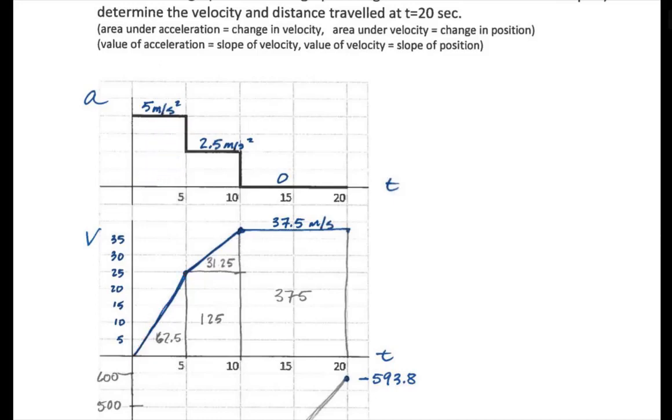So here's what we have. 5 meters per second times 5 is 25. So that means the velocity is 25 at that point. The area under this curve is going to be 2.5 times 5, another 12.5. So 12.5 plus 25 takes us up to 37.5, and that will be our speed at this point. The speed now is going to be constant because acceleration has gone to 0. So that's where our velocity is flat.